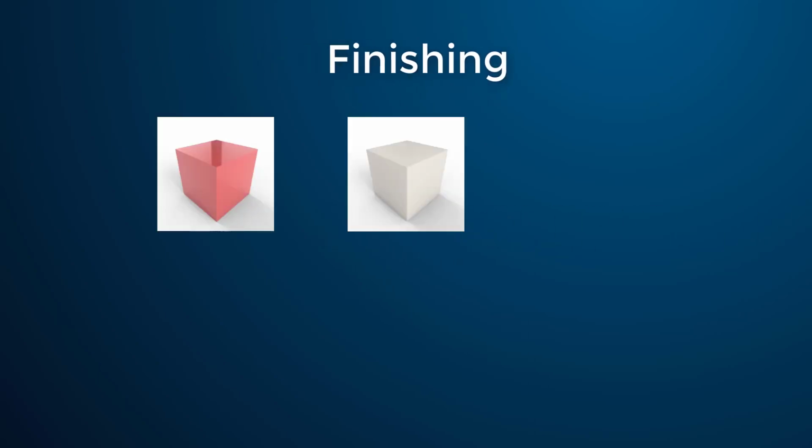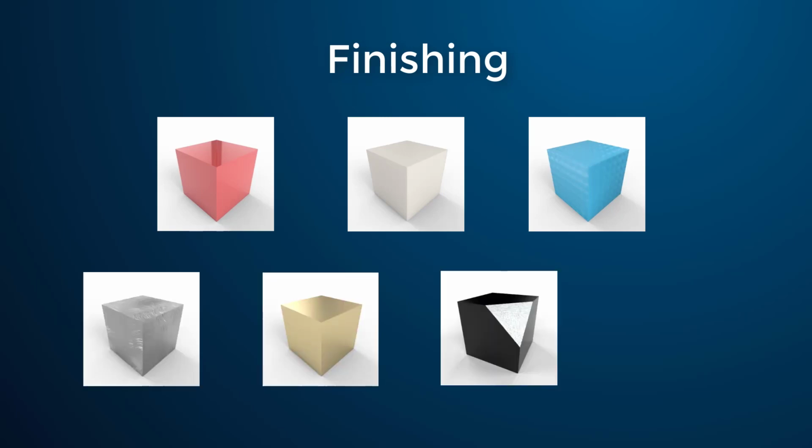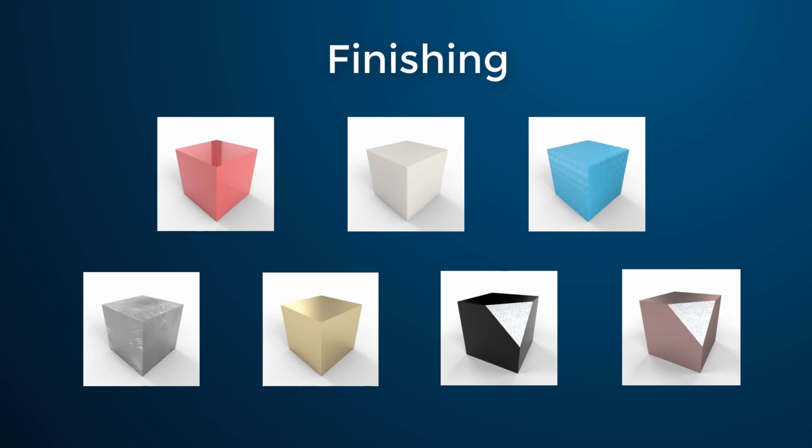Plastics could be shiny, matte, or textured. Metals can be brushed, polished, painted, or even plated with another metal. The list goes on and on.